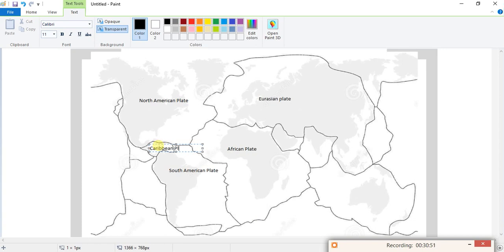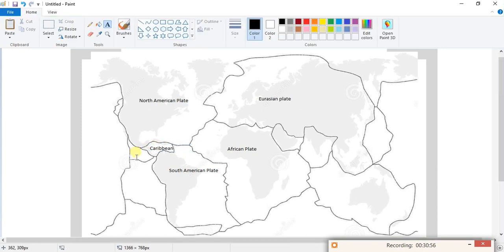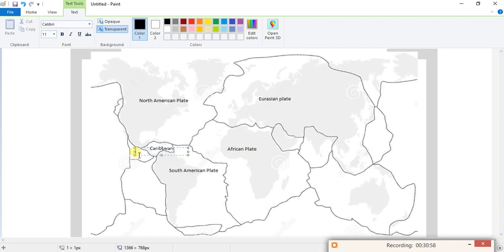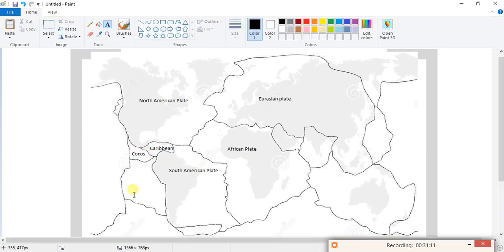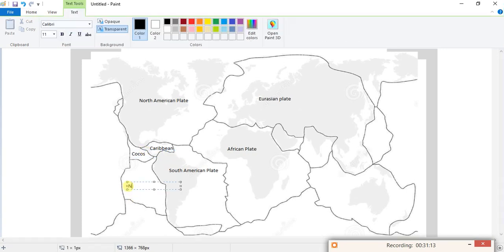Alright, this small one over here is called the Cocos plate. That one's a little bit weird. Maybe you don't know that one because it's not really too geographical. I just made up a new word. Nazca, you probably should be able to figure that one out if you've memorized the word Nazca. This one down here, this small one, Scotia plate.